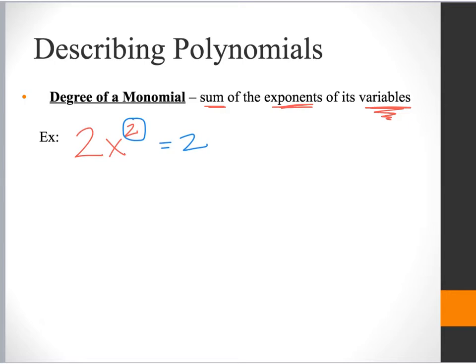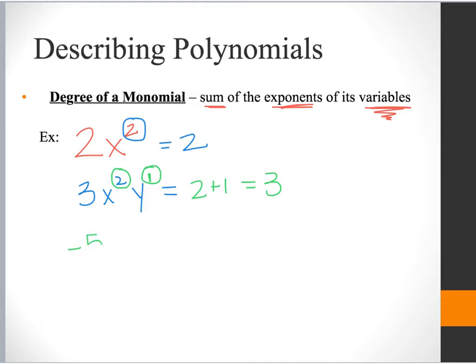Now if I give you something like 3x squared y, now I need to look at the exponents on all of my variables. So here we have a 2, and remember y really has an exponent of 1. So in this case, it's going to be 2 plus 1, which is going to give me a degree of 3. So we'll do one more of those.